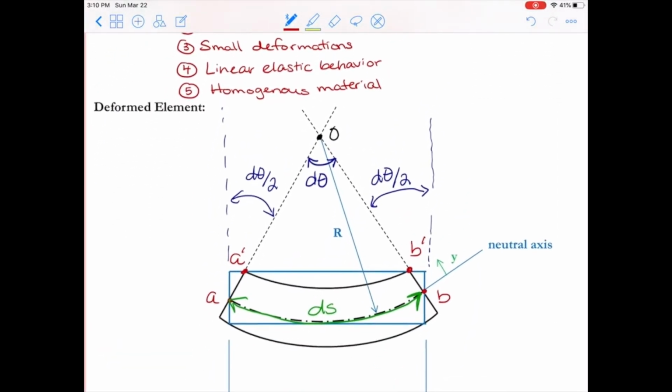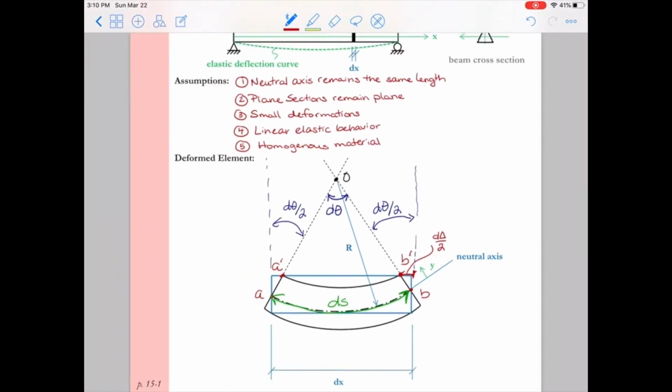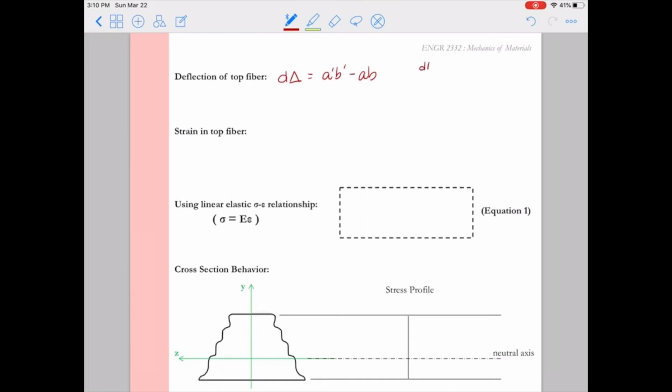If we go back to that previous page so we can see what we're talking about, this distance here is going to be part of that d delta. I'll say it's d delta over 2 in this case, and then we have another d delta over 2 on the left-hand side, and that will give us the total d delta. Now I can relate d delta over 2 to d theta over 2: d delta over 2 is equal to y, the distance from the neutral axis, times d theta over 2. If I do that, I can come up with another expression for d delta. d delta is 2y d theta over 2, or just y d theta.